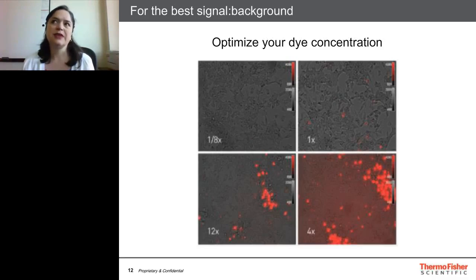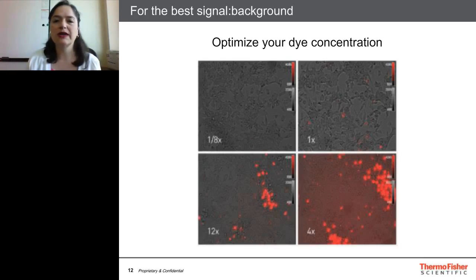Another thing that people don't always like to hear, but it's actually pretty important, is that usually when you purchase a dye to use on your cells, a range of concentrations are given. And that's because the optimal concentration for your particular cell or tissue may not be the same as someone else's. So what you really need to do if you're having problems with signal and background is to optimize your dye concentration. And what you're seeing here in this series of panels is that concentration can really matter.